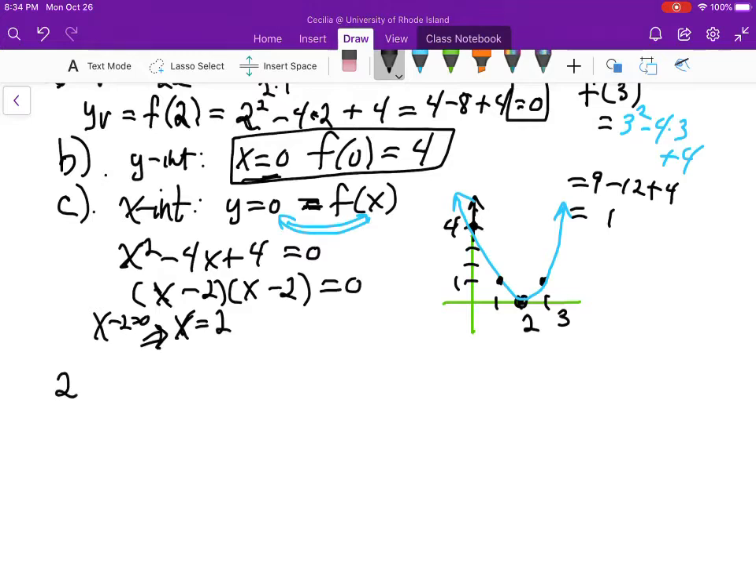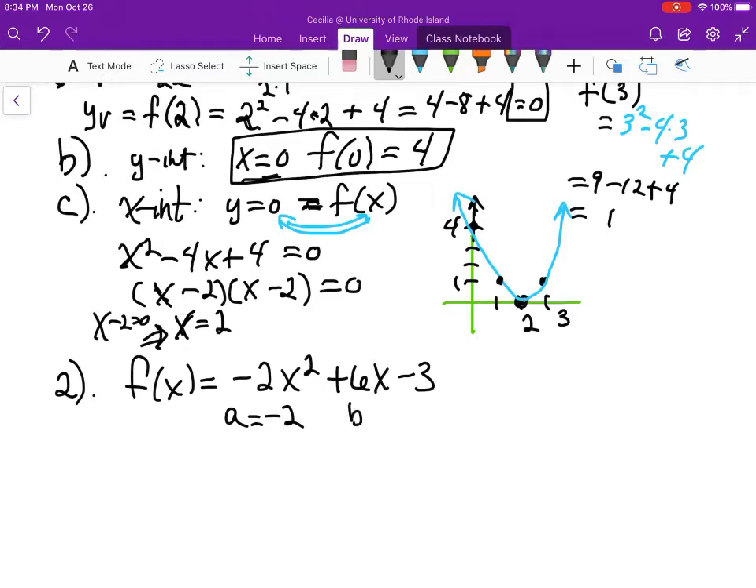So let's go on to number 2. Number 2, the function is minus 2x squared plus 6x minus 3. All right, so I already know that a is equal to negative 2, b is equal to 6, and c equals negative 3. I know that a, which is negative 2, is negative, right? So it's frowning, which opens down. So frown down, okay? And that means that our vertex is going to be a maximum.